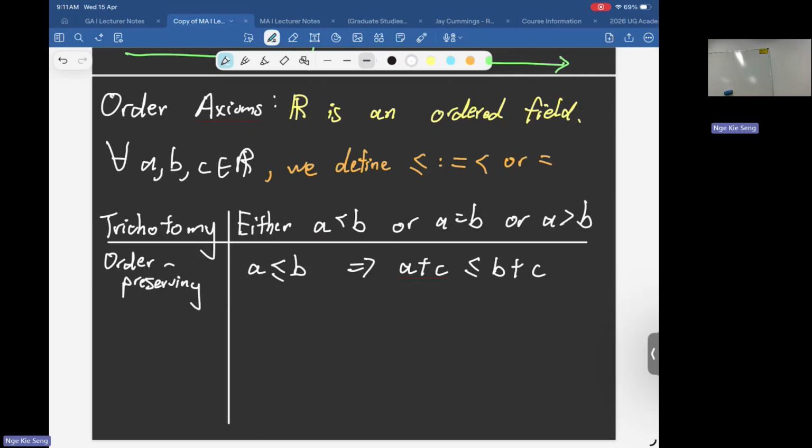Does this match your high school calculation? If you know 2 is less than or equal to 4, then whatever you add to both sides, the order is still preserved, no matter positive, negative, or 0. Good, so we take it as an axiom. Second, if you have C greater than or equal to 0 as well, then you preserve the order under multiplication. I think you were told in high school that if you multiply by a negative number the sign changes, right? Later we'll prove that.